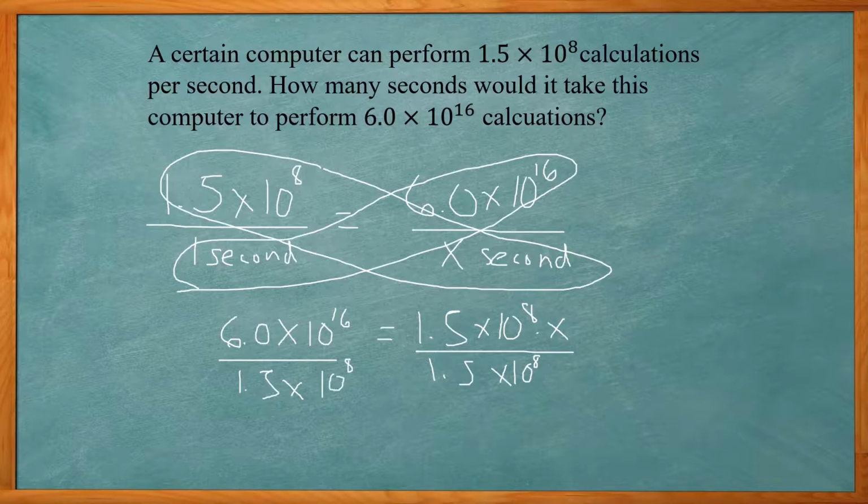And we saw from our example, when you divide the number 6.0 divided by 1.5, that's going to be 4. And then for the exponent on the 10, you need to subtract the exponent. So 16 minus 8 will give you 8. All right, so it's going to take 4 times 10 to the 8th seconds to perform 6.0 times 10 to the 16th power calculations.